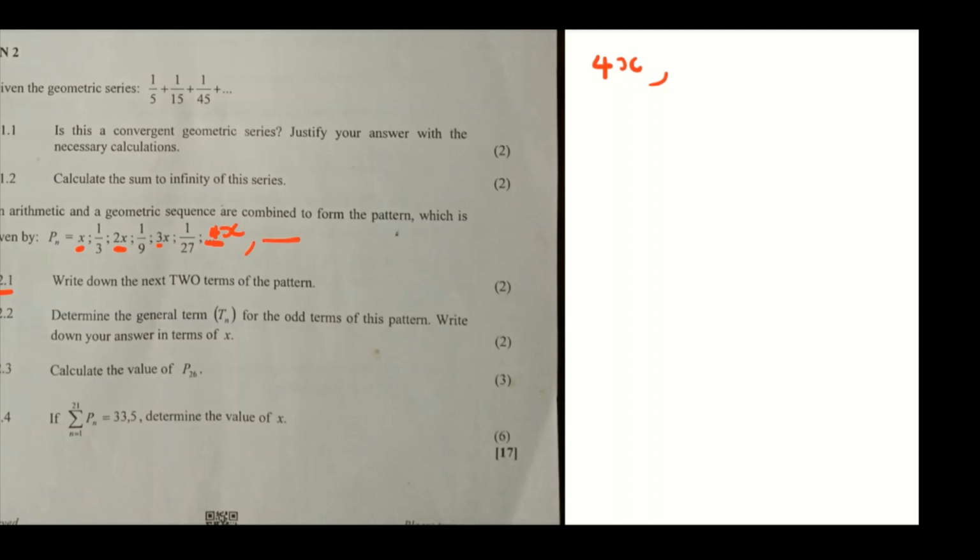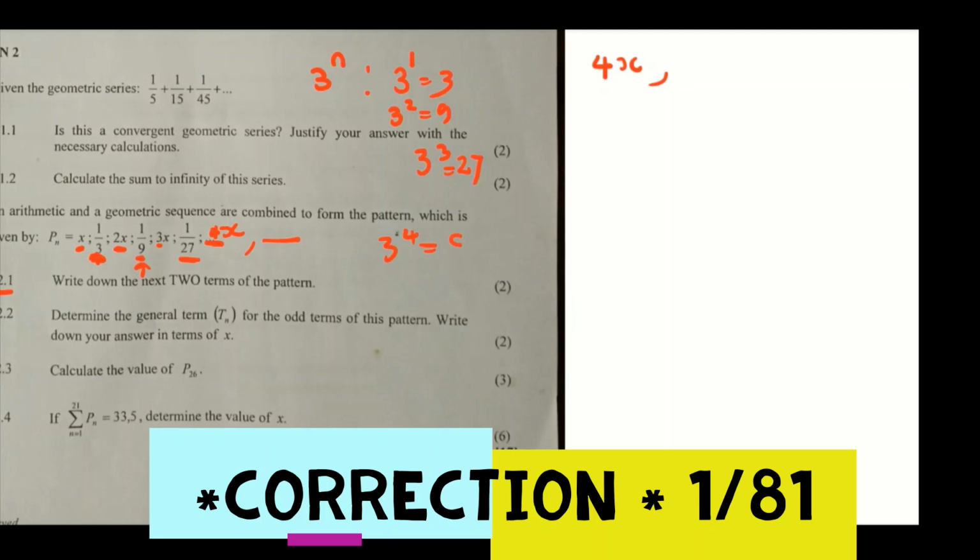If you can see, the geometric is 3, 9, 27. So meaning it's 3 to the power of n. What is this n? The first one was 3 to the power of 1, which gave us 3, which is this 3 here. And then the other one is 3 to the power of 2, which gave us 9, which is this 9 here. And then 3 to the power of 3 gave us 27. So meaning the next term is 3 to the power of 4, which gives us 81. So the next term would be 81. Now we are done finding the next two terms of the sequence.